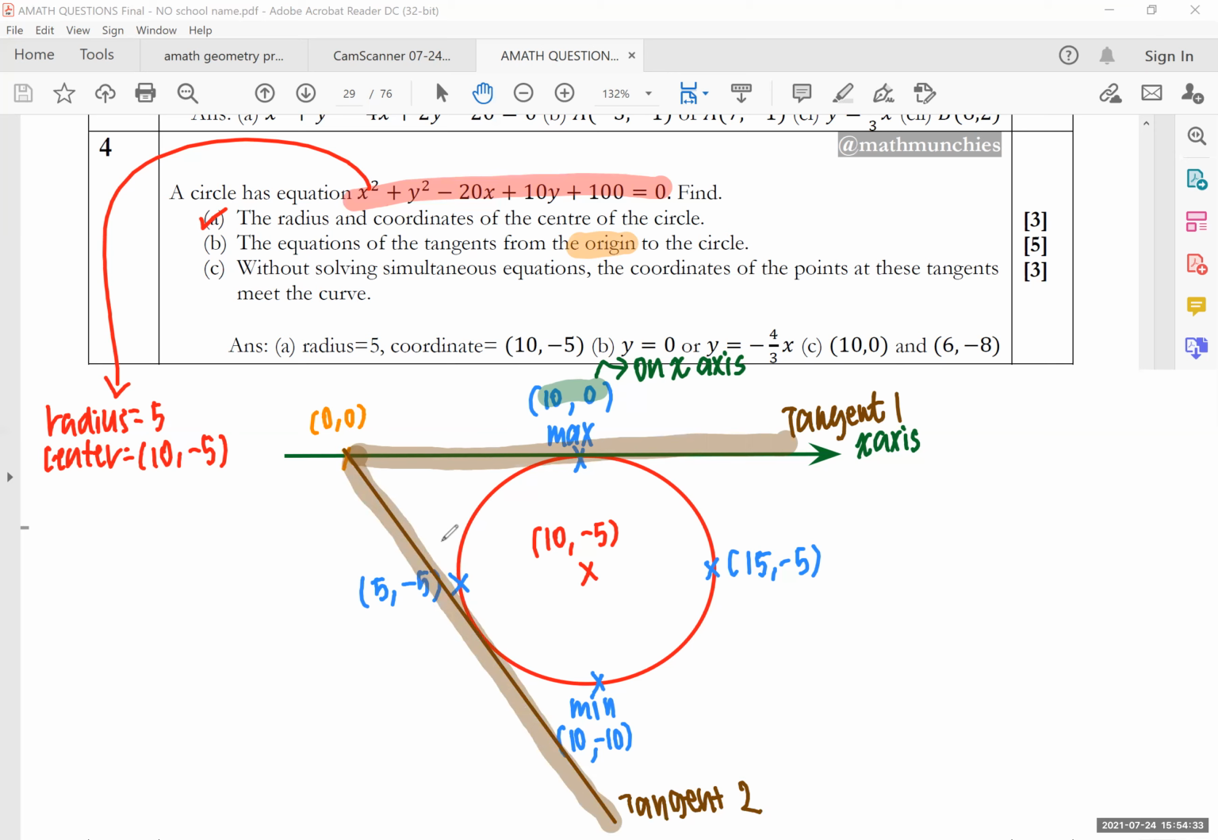Now, who is the best friend of tangent? Tangent and who always go hand in hand? Radius. Very good. So radius is always from the center to the circumference, right? And then it gives me 90 degrees. And here to here gives me 90 degrees, right or not, guys?